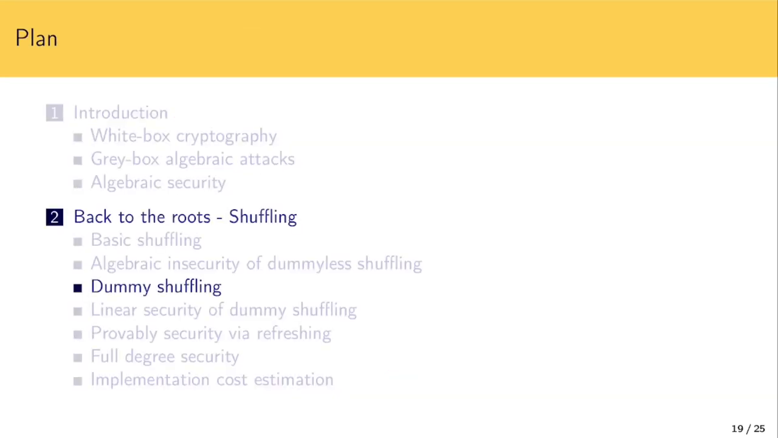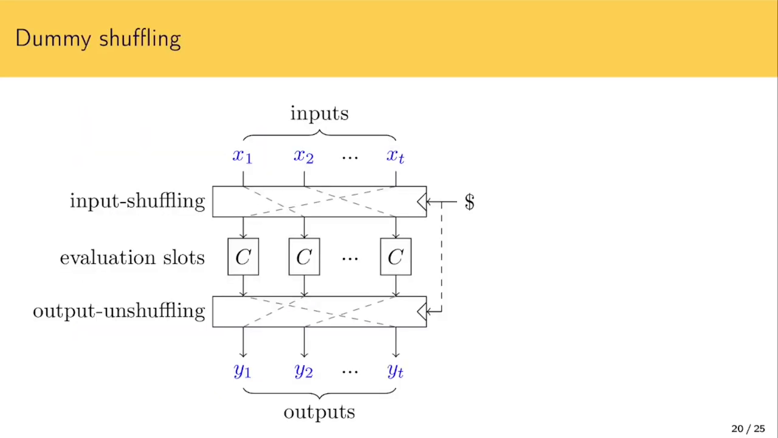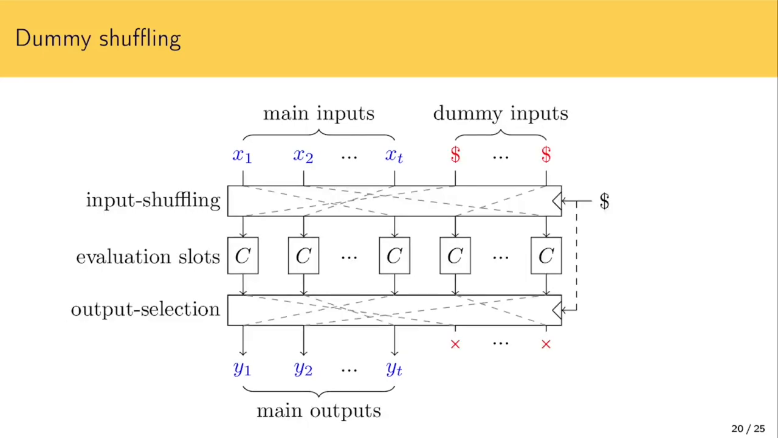We are now ready to define our main hero, the dummy shuffling. Recall the basic shuffling described before. The dummy shuffling simply adds new dummy inputs, which are chosen independently and uniformly at random. We call the corresponding evaluation slots dummy slots, while the original slots are called main slots.